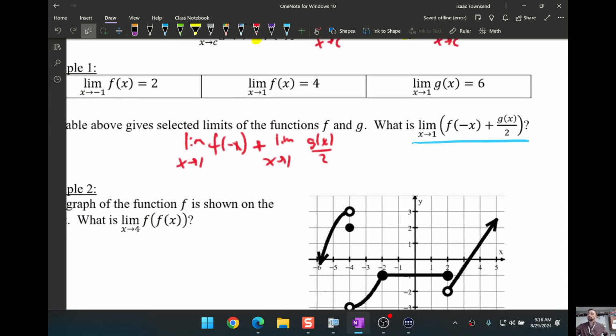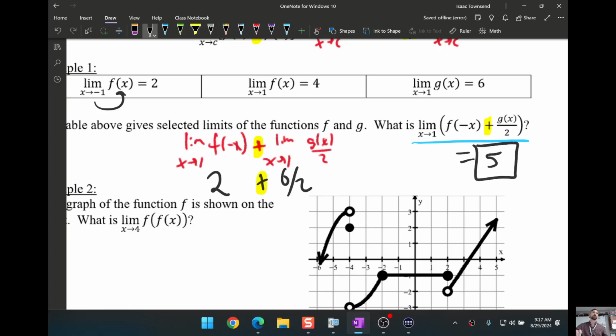Now, using this table up above, if I tried to plug in 1 into this, this would be f of negative 1, which is like this one. You plug in a negative 1 into this, f of negative 1 is 2. The limit as x approaches 1 of g of x over here is 6, and then it says divide that by 2. And then there was a plus sign in the middle. So I'm going to take this answer 2 and add this answer 3 to get my final answer to this question, 5. As long as you know that you can do that, you can just work them separately.